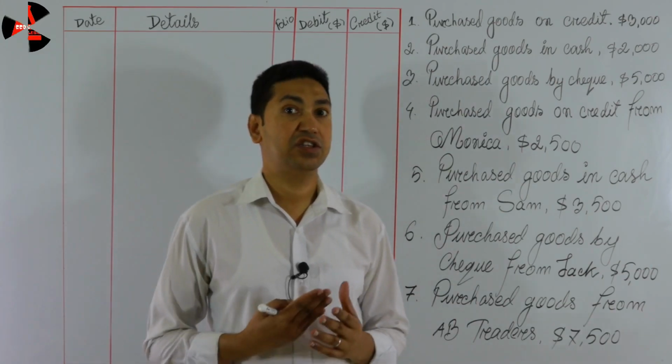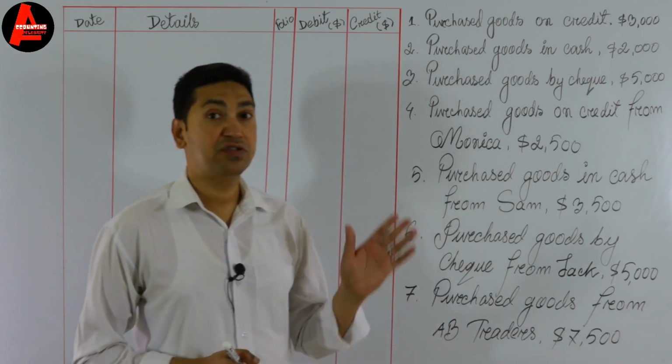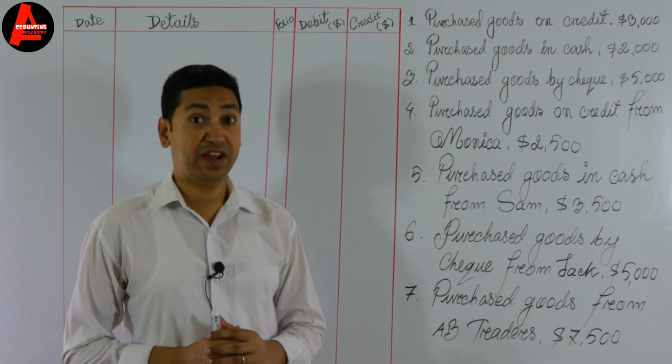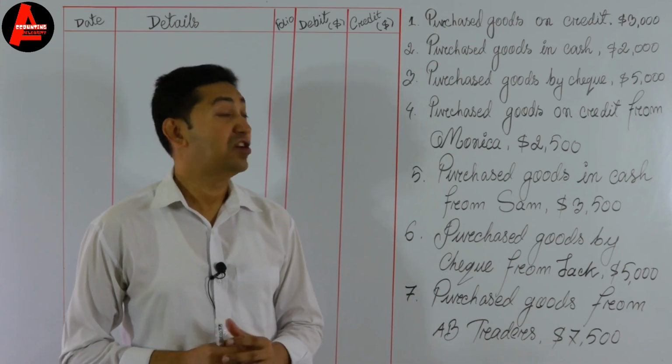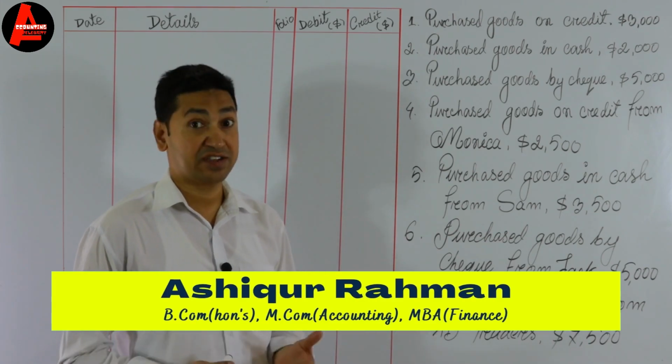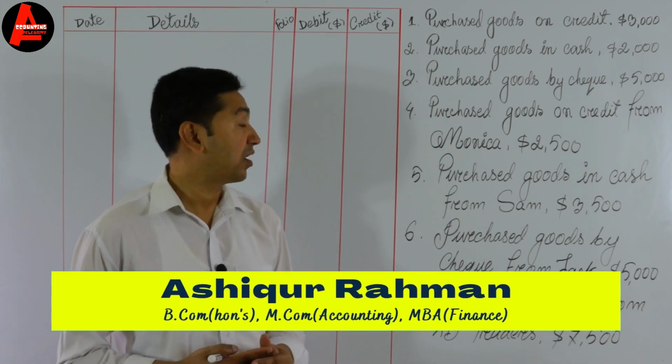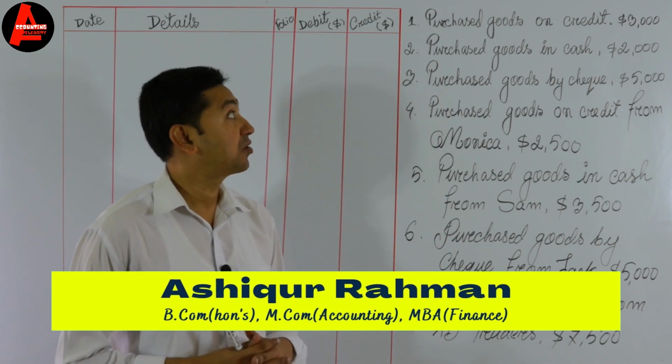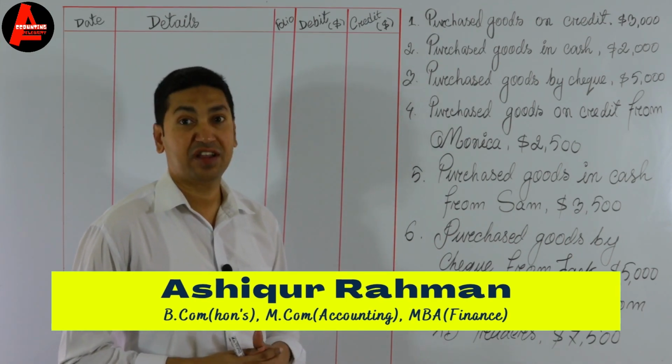Today's lesson is journal. I'll show you 7 purchase related transactions. Often you get confused when you see these transactions in your exam paper or test paper. So what is the first one? Purchased goods on credit $3,000.